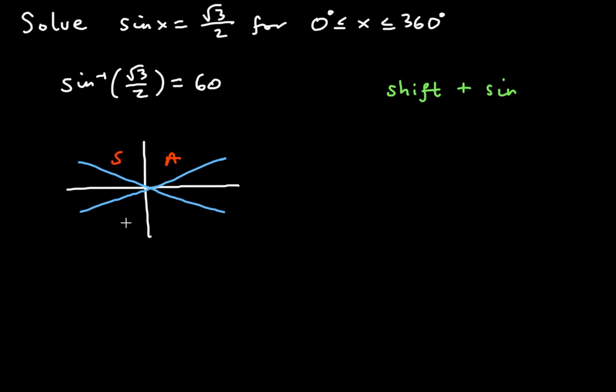So SATC, and then you look at the original equation and you see if the function is positive or negative. So sine is positive for this equation because that's a positive number. So the quadrants where sine is positive are this quadrant and this quadrant. So you put the angle in those quadrants.